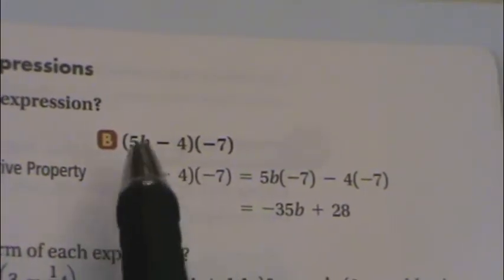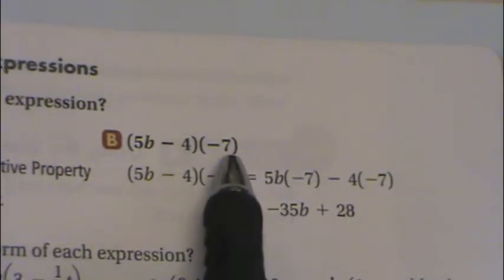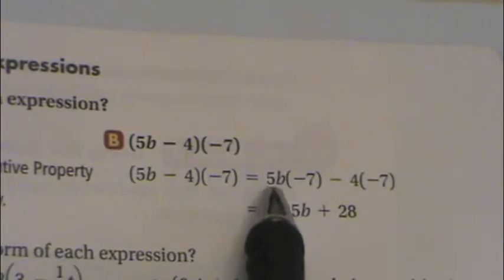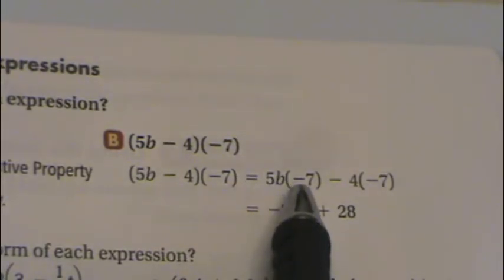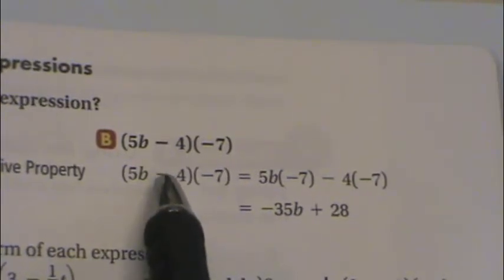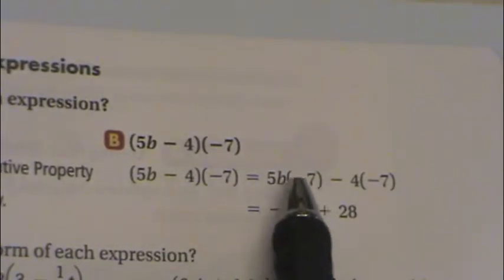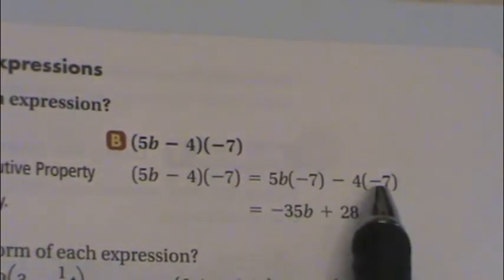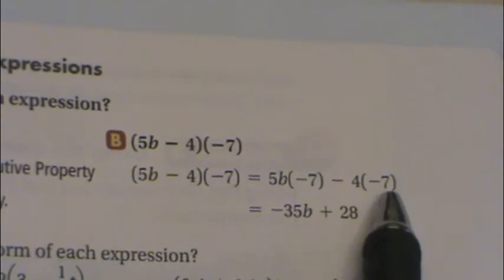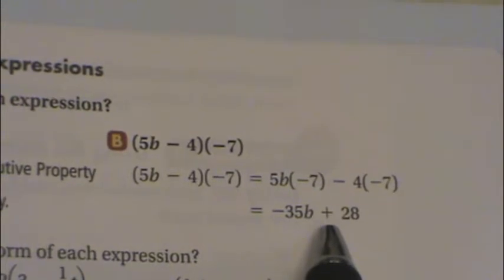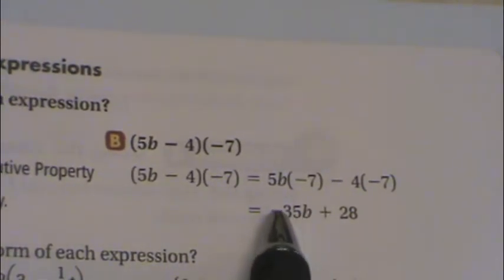The quantity 5b minus 4 times negative 7. Distribute the negative 7 gives you 5b times negative 7 minus 4 times negative 7. This is a minus sign here, so when you distribute that negative 7, this stays negative. So you end up with negative 7 times positive 5 gives you negative 35b. 4 times negative 7 gives you negative 28, but you're subtracting negative 28, which is the same thing as adding 28, and that's your simplified form.